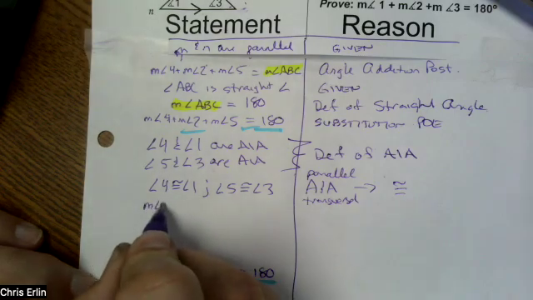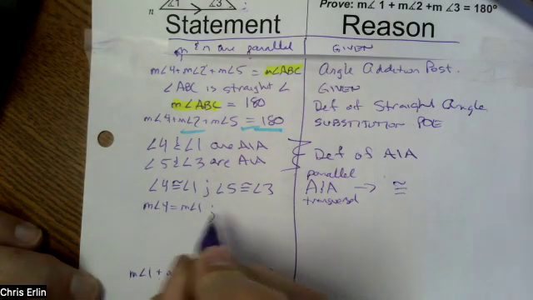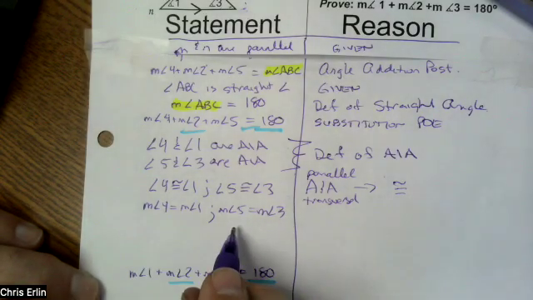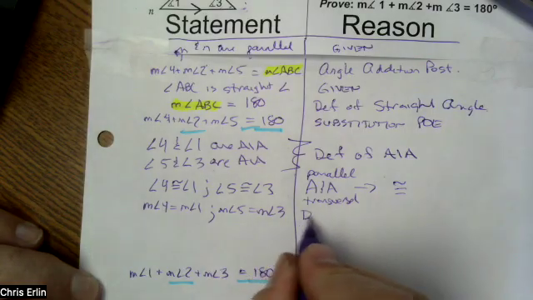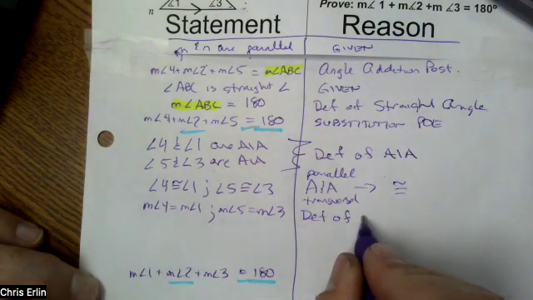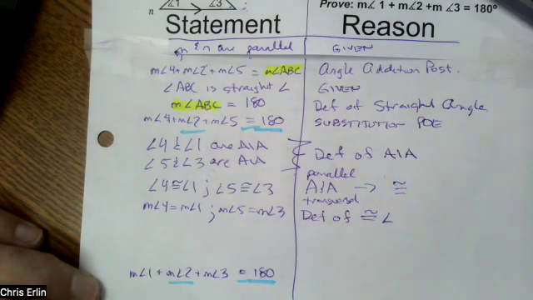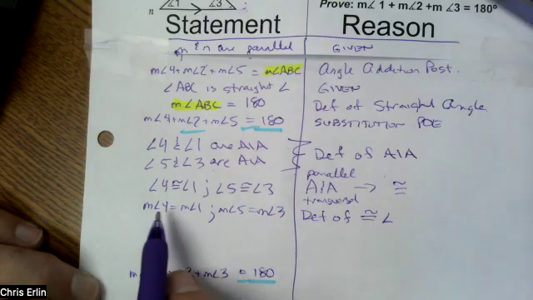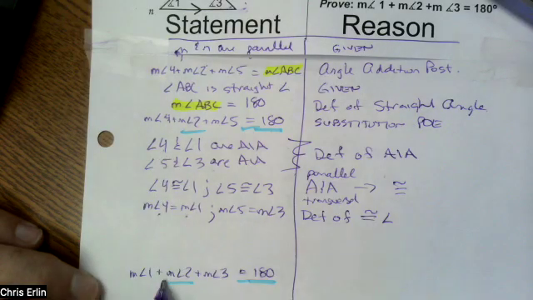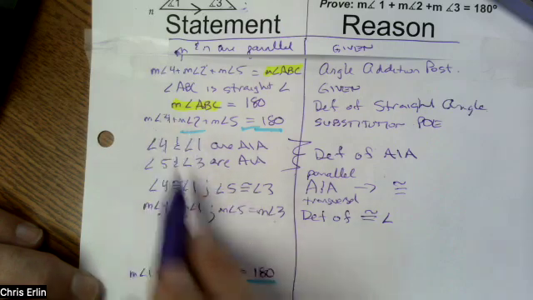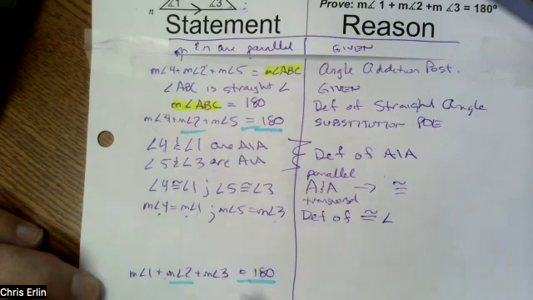Yes, measure of angle 4 equals measure of angle 1, and measure of angle 5 equals measure of angle 3. Why is that true? You make it valid. Definition of congruent angles. We said they're congruent angles. What does that mean? That means that they have the same measure. Now I've got 4 is congruent to 1. So I can swap this 4 out with this 1. I've got measure of 4 is equal to measure of 1. Measure of 5 is equal to measure of 3. Swap those out. What's my reasoning to swap those out?